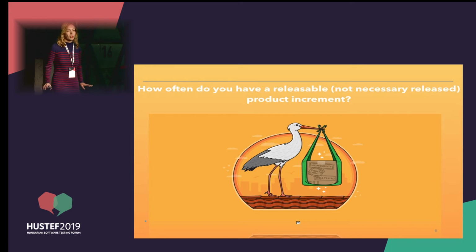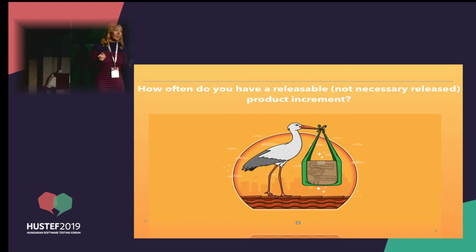Let's start with a question. How often do you have a releasable product increment? Please bear in mind that releasable doesn't mean released, because the decision to actually release the product is an economical one. Could you please raise your hand if you have a releasable product increment after every sprint? Let's see how we can improve this situation.